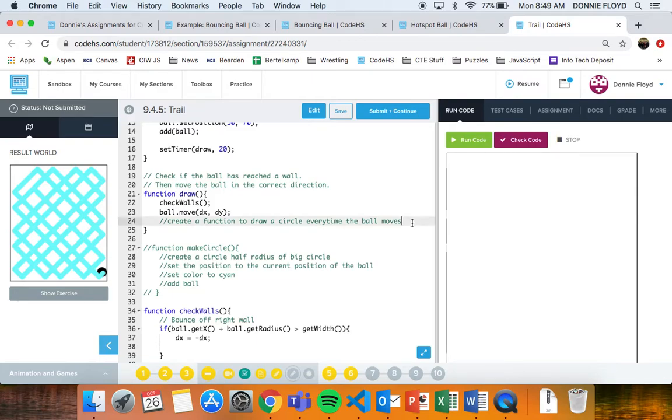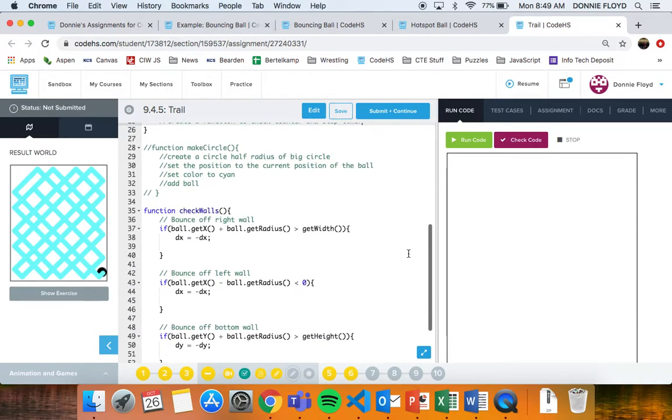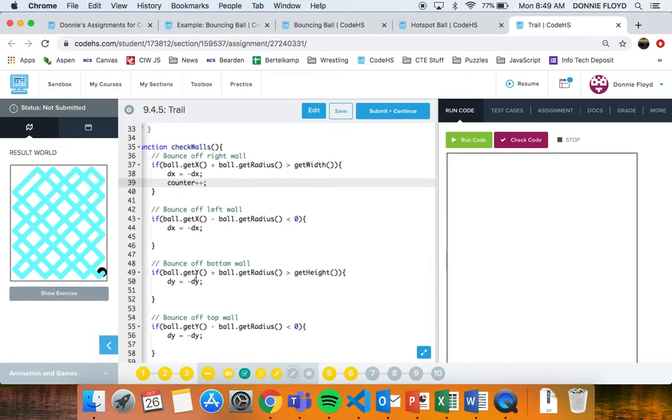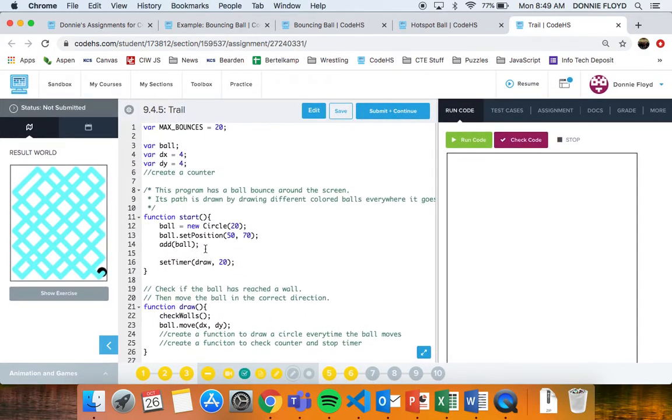Then create a function to check counter and stop timer. Okay, so I'm putting my counter plus plus in here. I'm going to do it in here every time it bounces. And that will get you your trail.